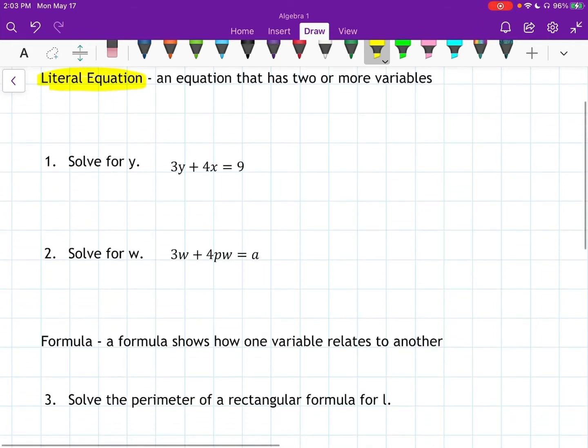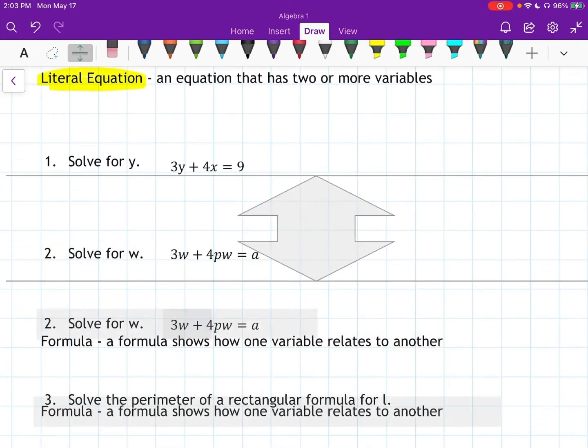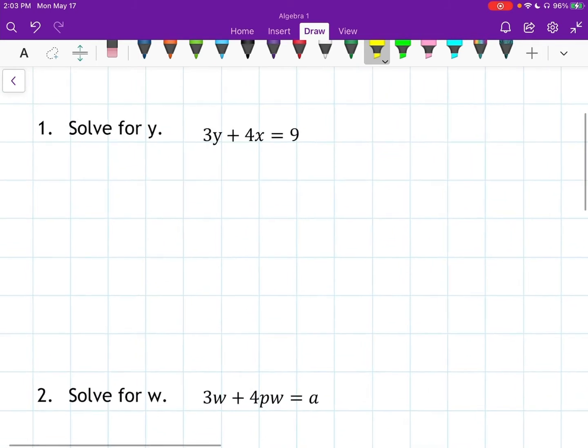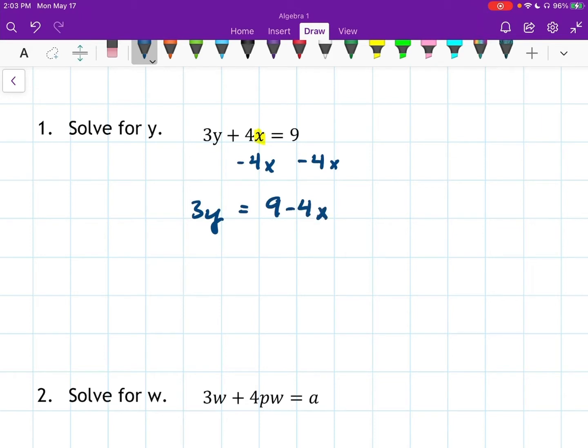So in number 1 here, it tells us to solve for y. But we also have an x here. We're just going to treat the x like it's just a number, which it is, right? So I'm going to start off by subtracting 4x from both sides. And I get, 3y is 9 minus 4x. Lastly, I divide by 3, and I get, y equals 9 minus 4x over 3.